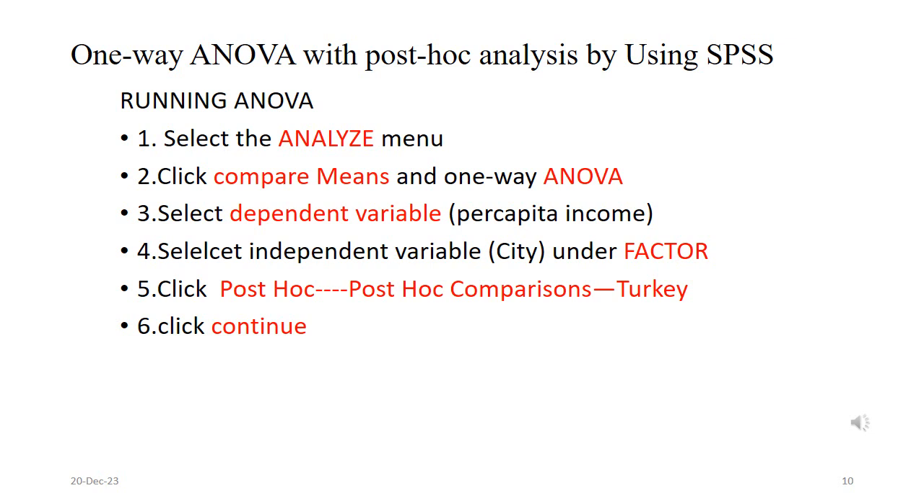By using SPSS, we can calculate one-way analysis of variance with post hoc analysis. How to run the ANOVA? First select the Analyze menu, click Compare Means and One-Way ANOVA. Select the dependent variable, here it is per capita income, and select the independent variable, that is city, under Factor. Click Post Hoc comparison and Tukey test, and continue. You will get the analysis of variance. Let us go to SPSS and see how to calculate that.